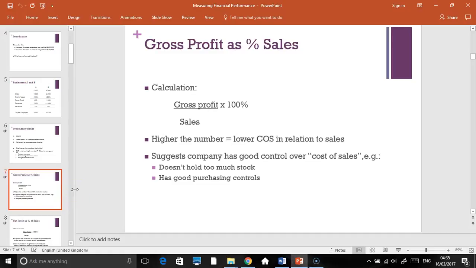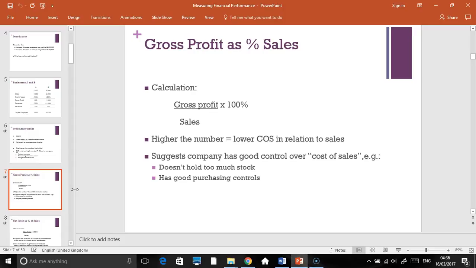Okay, so in video 2 we talked about the gross profit margin. The focus was on gross profit and sales. Gross profit as a percentage of sales. How much of our sales are we keeping? How much of our revenue are we keeping before looking at overheads? We're only interested in the cost of the sale.